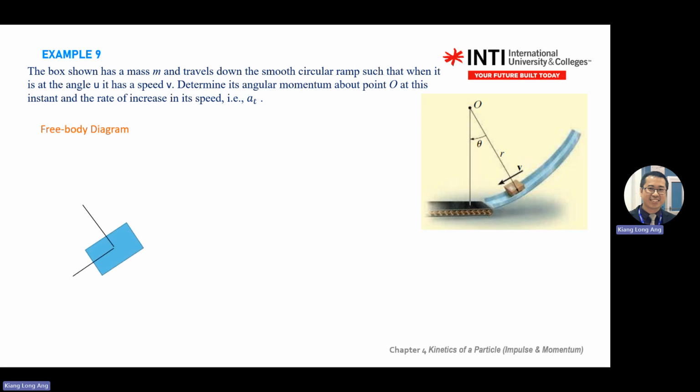Our focus here is not the conveyor, not the ramp, but the box. So you draw the box with a free body diagram. In this case, it comes from a circular motion, so you draw normal and tangent. You should already understand why normal points here and tangent points here. Then from there, you put in all the information from the center O, R, and so on.